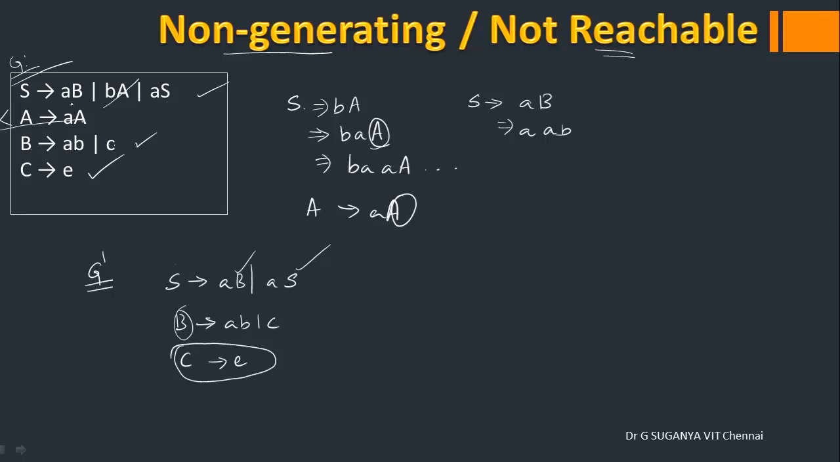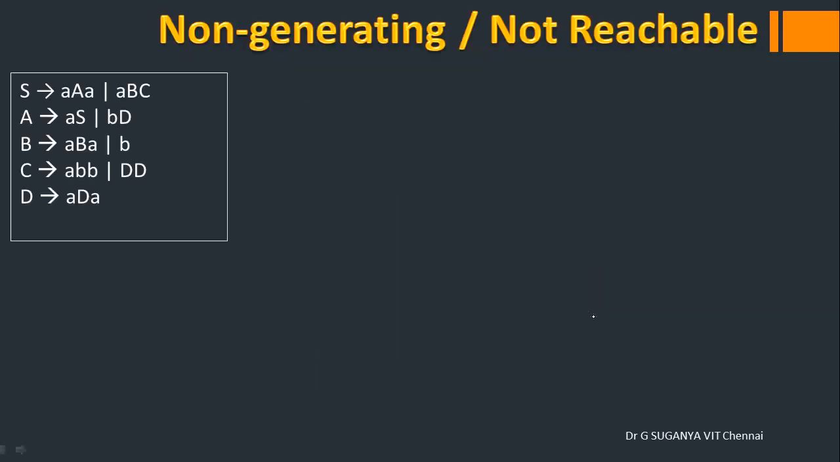Definitely not, because we don't have any productions that are generating this particular part. And hence this is a non-reachable symbol. After doing everything, we will be left with a grammar of this kind. So that's the simple way to understand how to eliminate non-generating and non-reachable symbols. And we do have one more example here.